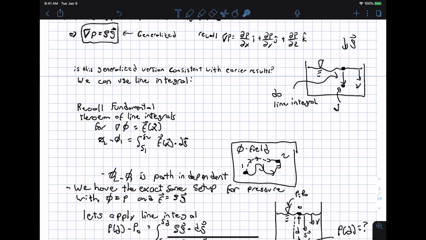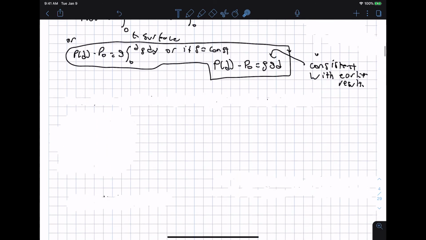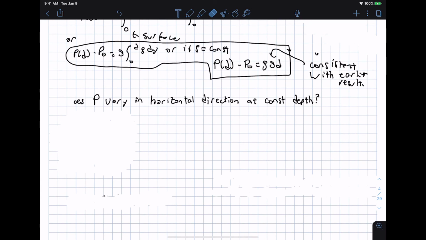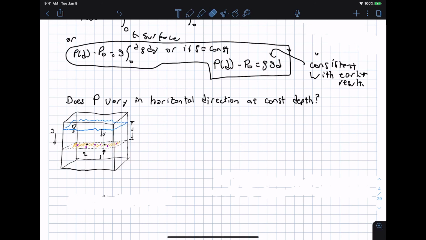Does pressure vary in the horizontal direction? That is, does P vary in the horizontal direction at a constant depth? Let's just consider a little complex tank here.